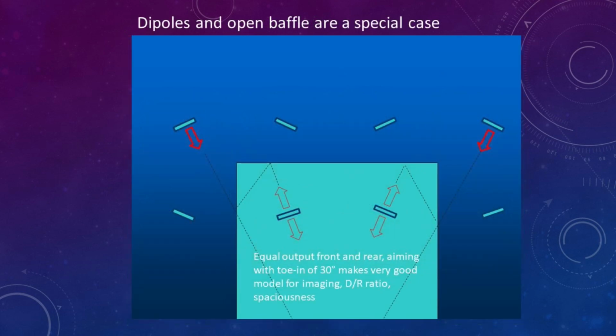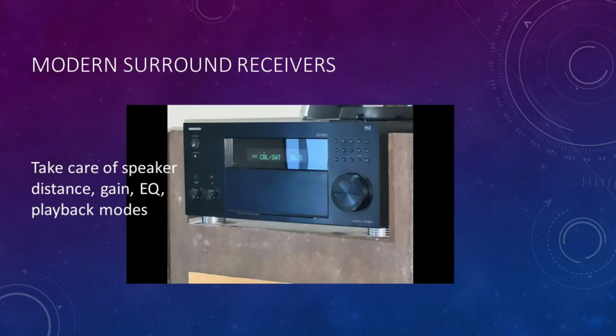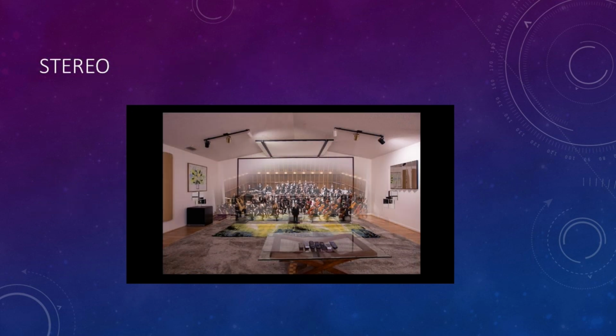Dipoles and open baffle are an interesting case for delivering a good radiation pattern if placed and aimed properly for image modeling. Modern receivers are great for making all of the necessary adjustments for speaker distance, frequency response, gains, and crossover points between the sats and the subs.